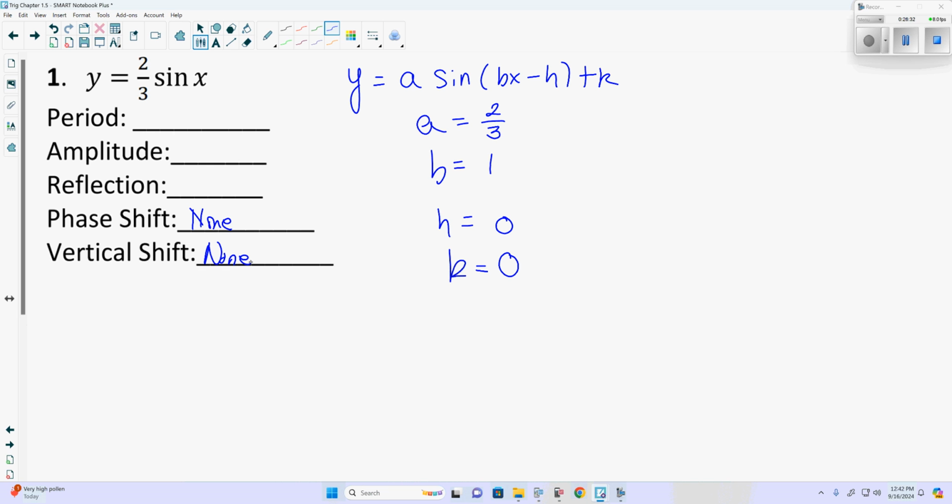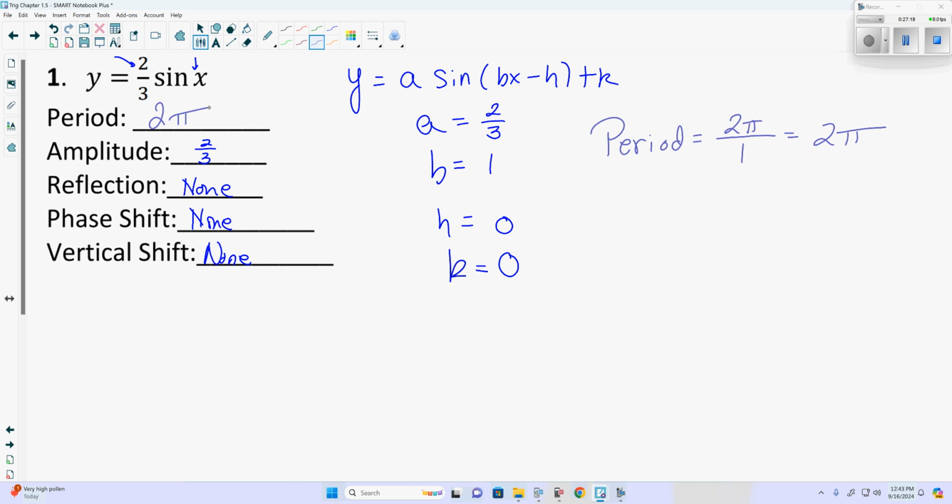Reflection, well, the number in front of x is not negative, and the 2/3 is not negative, so that's also none. Amplitude, well, that's the absolute value of A, and the absolute value of 2/3 is 2/3. Period is going to be 2 pi over B. Well, that's just 2 pi over 1, which is 2 pi.